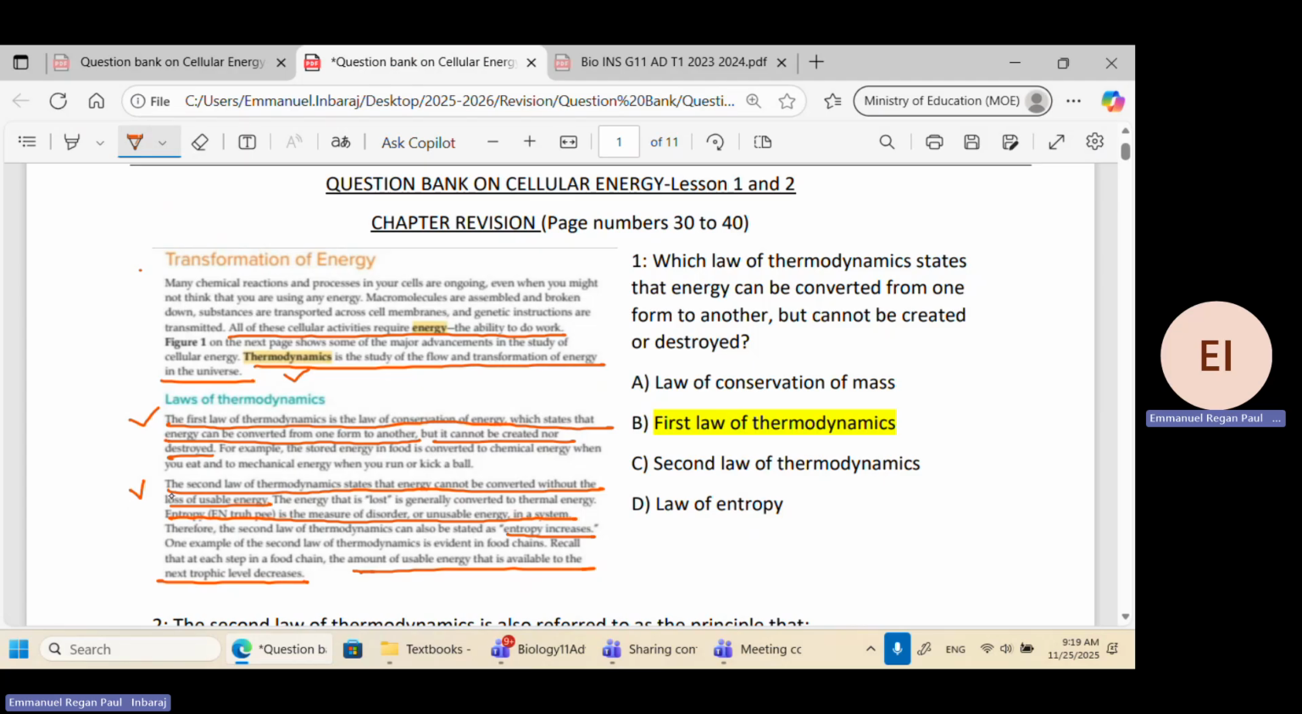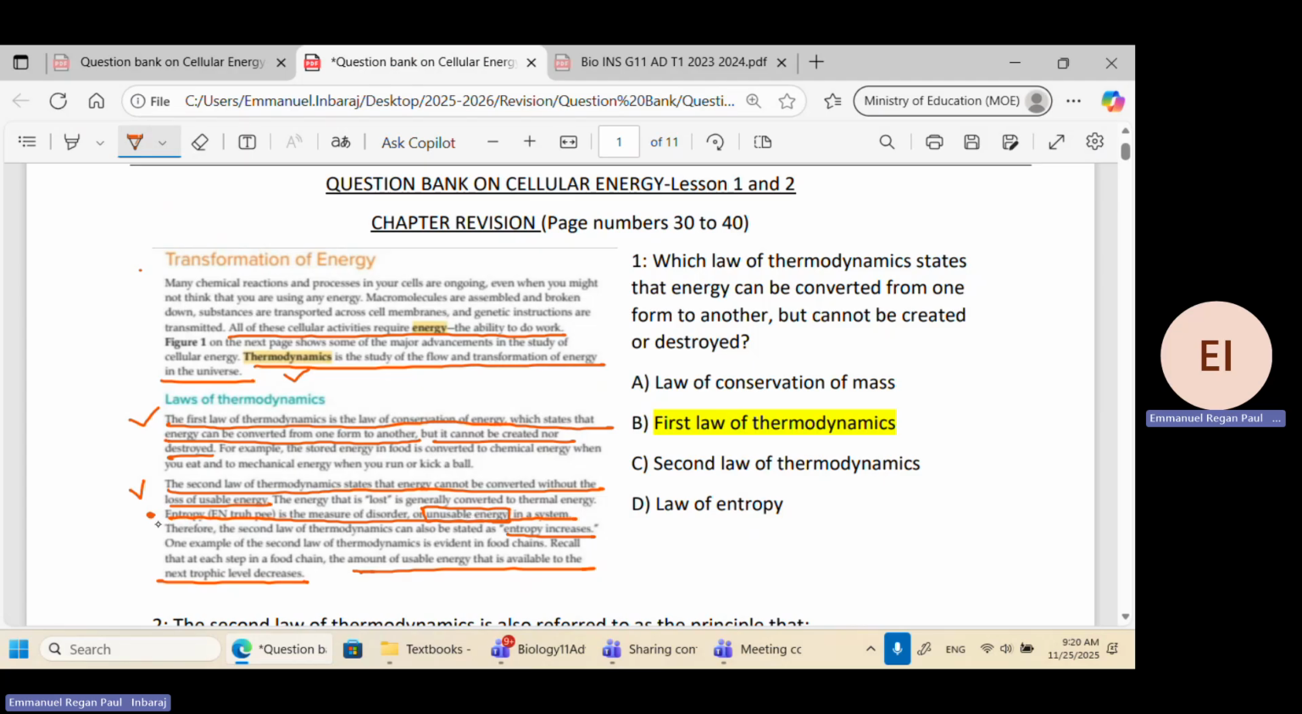Let's look at the second law. The second law of thermodynamics states that energy cannot be converted without the loss of usable energy. Now, this is the second law of thermodynamics. And here's something that you need to always look at: entropy. This is important. Now, what is entropy? Entropy is unusable energy. The amount of unusable energy is called entropy.